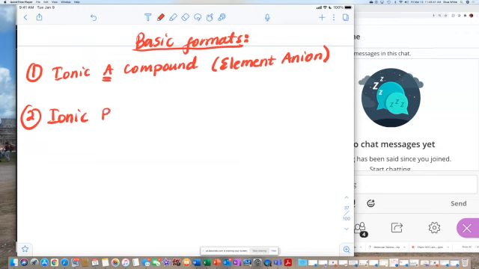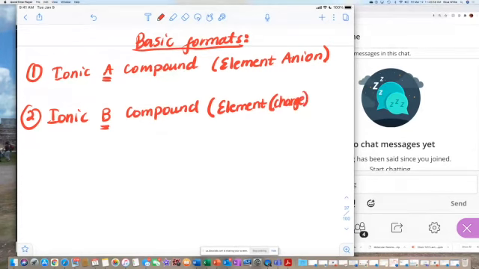ionic B compounds. For the ionic B compounds, as we saw, because ionic B compounds have many charges, you will have an additional entity in the name. You have the element name, you have the charge in parentheses, and you can see why, right? They have many, and then you have the anion.